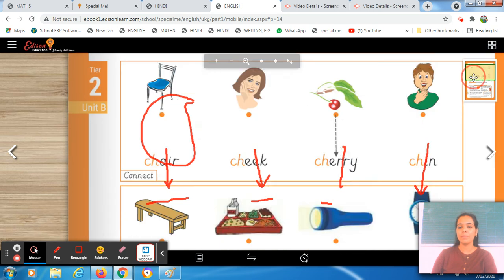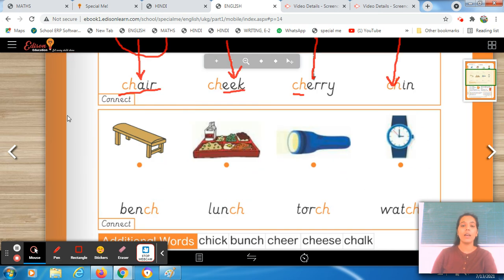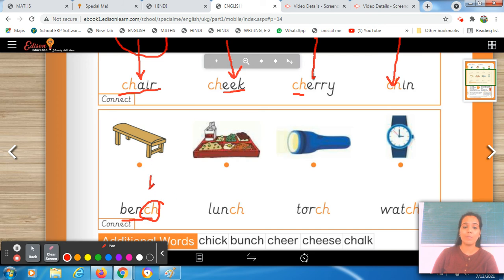Now come to the next one. Now see this one. What do you observe over here? Here the ch is in the beginning, right? Everywhere the ch is in the beginning. Now you will see over here, this one is an image of a bench. So b and ch will give you bench. Now the ch is at the end, but the sound is the same. Yes, the sound is the same. Ch will give you the ch sound. Okay, so you have to keep this in your mind.